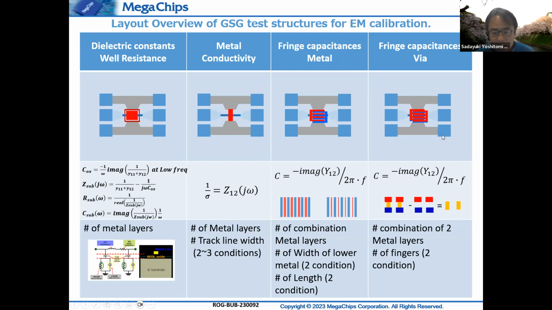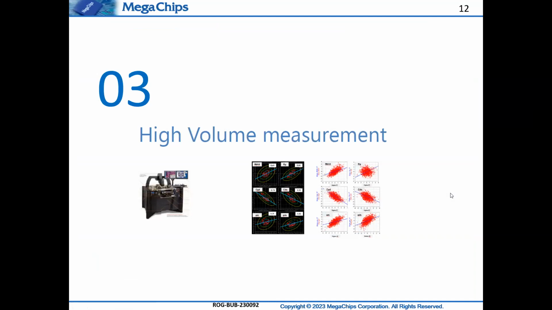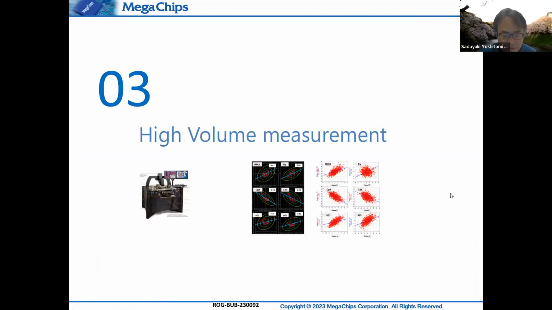We have to take into account, because this via to via capacitance is a really small number, the number of fingers at the beginning of the test structure design stage. But from my experience, I think a finger number such as 100 is enough to extract the via to via capacitances with a reasonable accuracy. If you have any questions about these test structures, I'm ready to answer. So please interrupt me anytime.